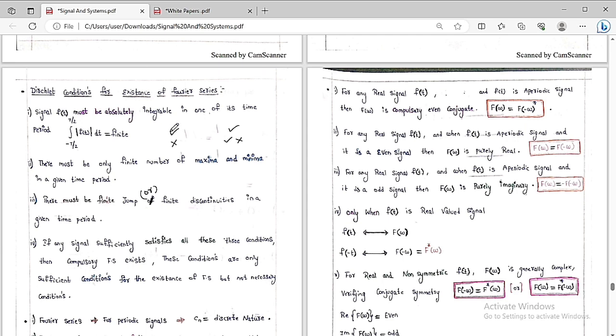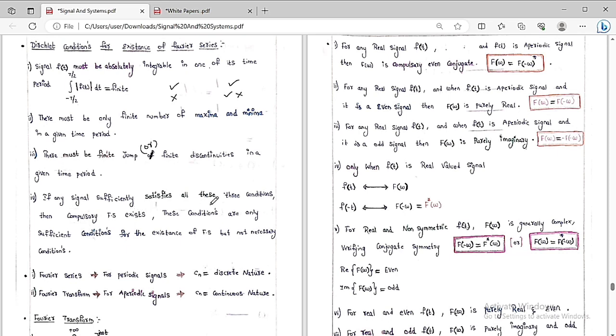So if all the Dirichlet conditions are satisfied, then compulsorily the Fourier series expression of the signal will exist. Let me say again, if at least one of these conditions is not satisfied, still the Fourier series may exist or it may not exist. If any signal satisfies all the three conditions, then compulsorily the Fourier series exists. These conditions are only sufficient conditions for the existence of the Fourier series, but not necessary conditions. I have already told you this point, so this is a point we have to remember.